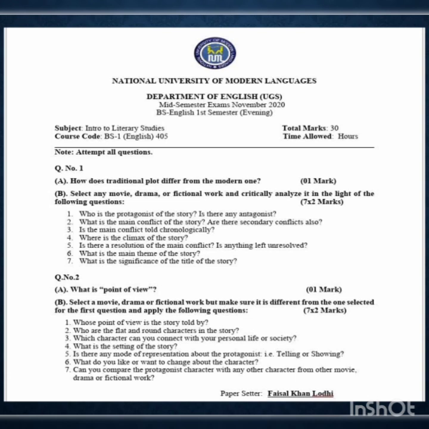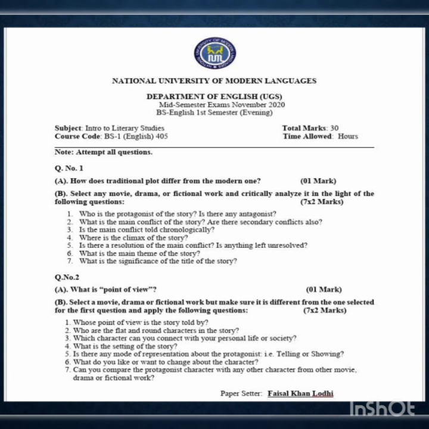So let's get started. This is the paper of Introduction to Literary Studies, and there are two questions. Question number one, which has two parts. Part A is how does traditional plot differ from the modern one, and part B is select any video, movie, drama, or fictional work, and critically analyze it in the light of the following points or the following questions.